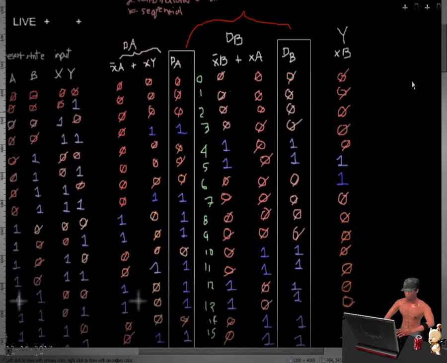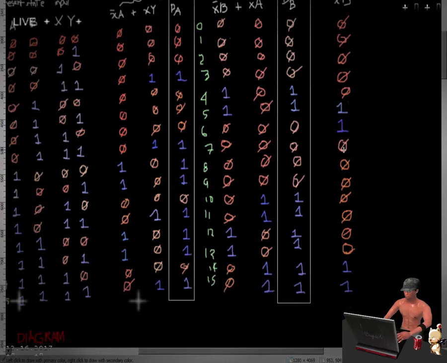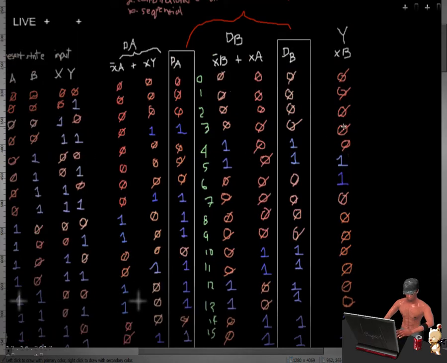0, 0, 1, 2, 3, 4, 5, 6, 7. Oh my god, hold on. 0, 1, 2, 3, 4. 0, 1, 2, 3, 4, 5. 5 is supposed to be 0. Yeah, 5 is supposed to be 0. Okay, maybe I'm just missing something.